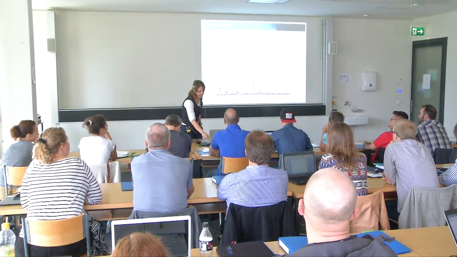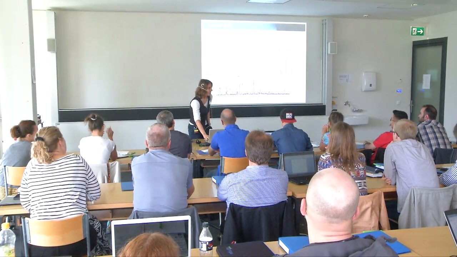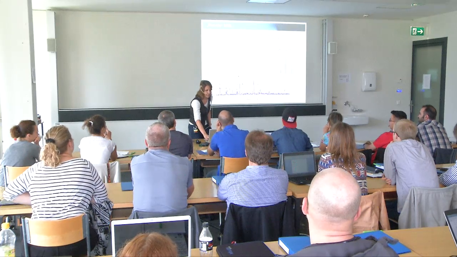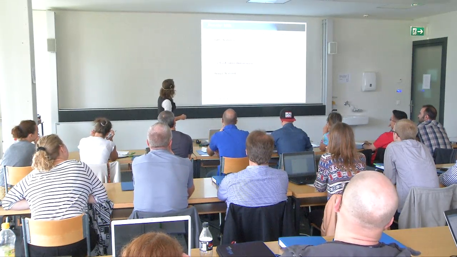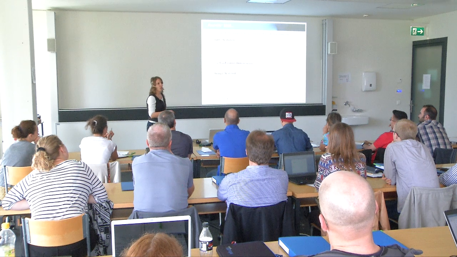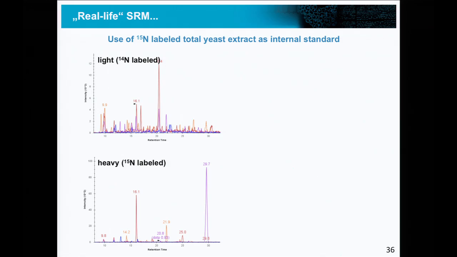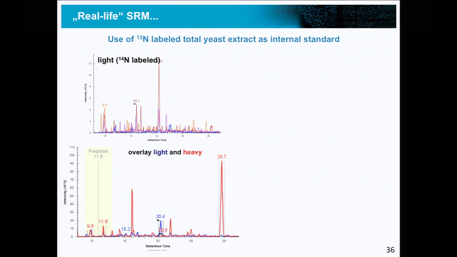So what I did in this case, I didn't have a synthetic reference heavy standard to spike in, but I could very easily grow yeast completely 15N labeled. You just provide 15N labeled ammonium sulfate to the growth media, and I generated a completely heavy labeled yeast. So this is once more the signal you already know, the light endogenous one, and this is now the heavy labeled one. And then I compared these two. So this is the overlay between heavy and light.